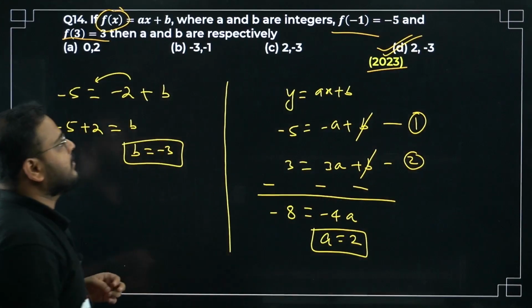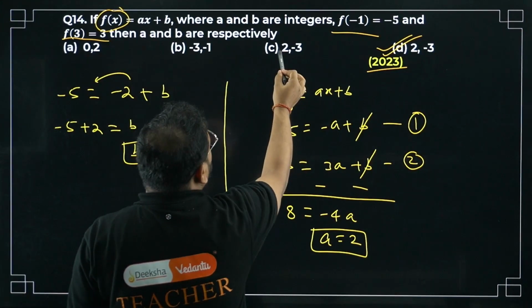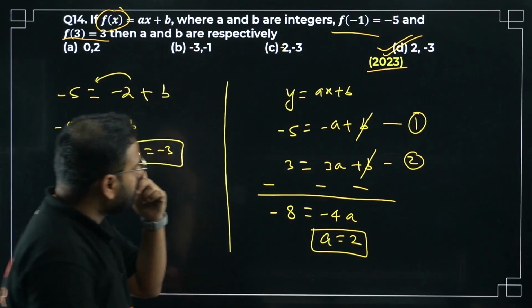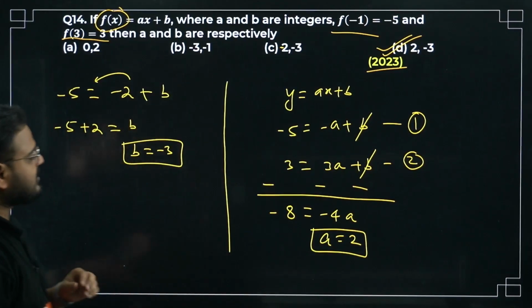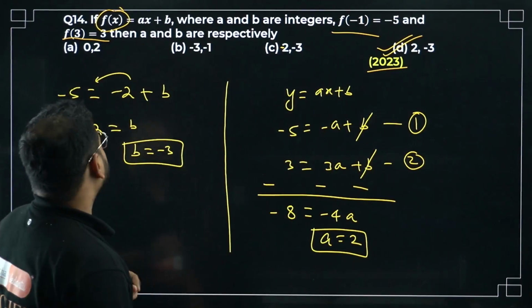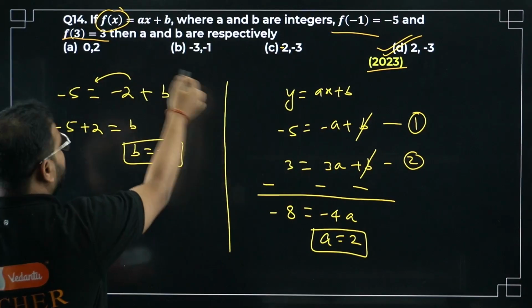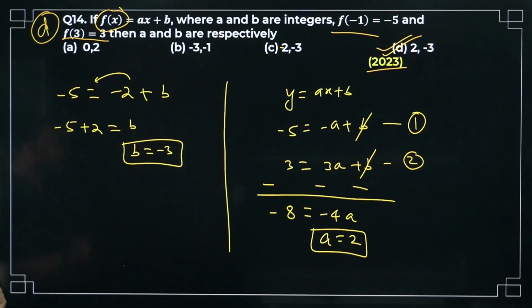Option number D, right? Option C is also the same. Maybe something is wrong. I think it can be negative also over here. Please check. I think I have written this option wrong. So the answer is a equals 2, b equals minus 3. So we get this as option number D.